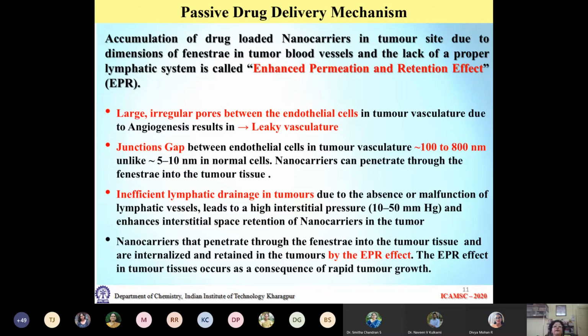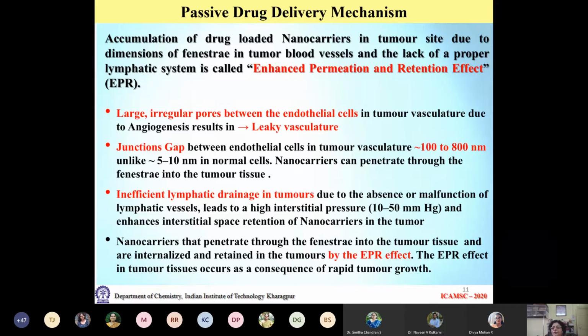So what happens is accumulation of this nano drug at the tumor site, and this retention we call the enhanced permeation and retention effect. That means you have the accumulation of the drug carrier at the tumor site because of the porous boundary of the tumor blood vessels, and lack of proper lymphatic exit or draining out of the lymphatic system. So this ensures the EPR effect, which is known as the enhanced permeation and retention effect.